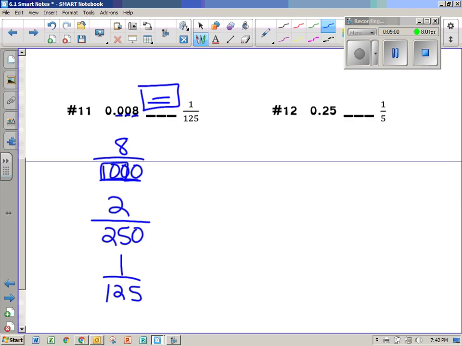And then the last one over here, 0.25. Hopefully you have memorized that that is 1/4. That's one that's on the sheet to memorize. So you wouldn't actually have to write 25 over 100 unless you needed to. And 1 out of 4 pieces is actually bigger than 1 out of 5. So a greater than symbol.